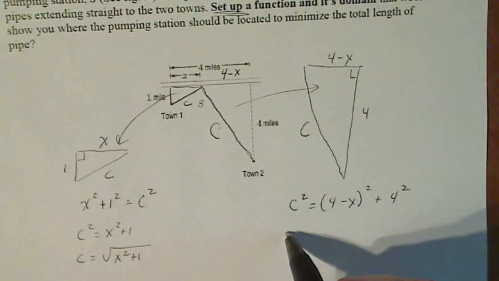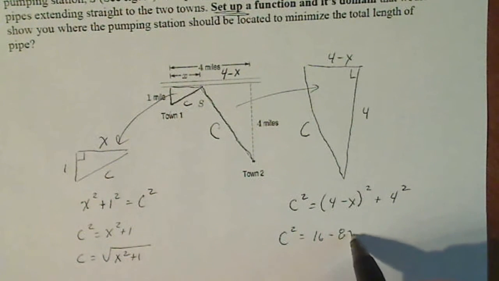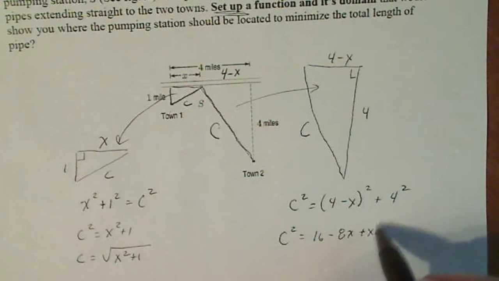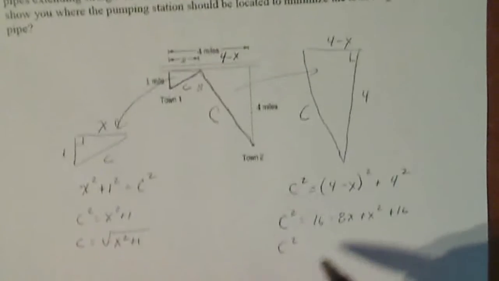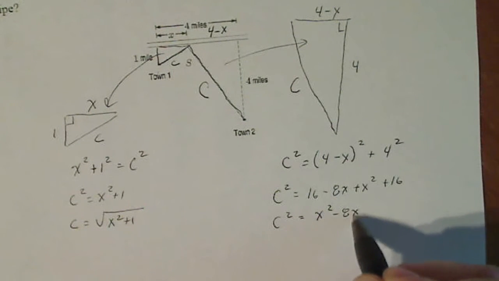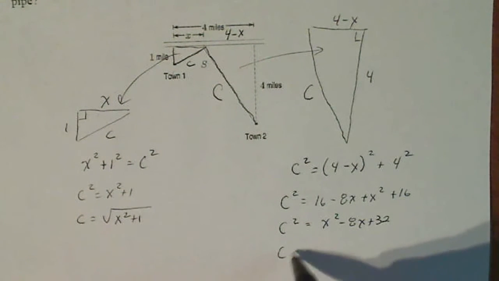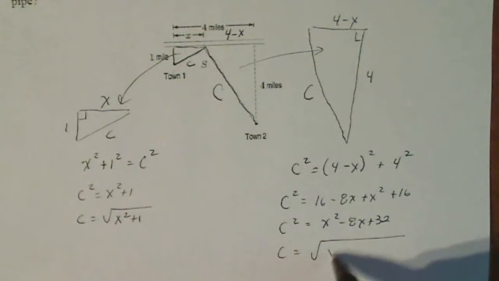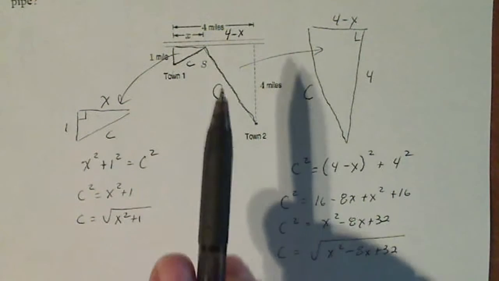So I'm just going to multiply this out. So C squared is equal to 16 minus 8x plus x squared plus 16. So C squared turns out to be x squared minus 8x plus 32. So that tells me that capital C is equal to the square root of x squared minus 8x plus 32. All right. So now I have both distances in terms of x.